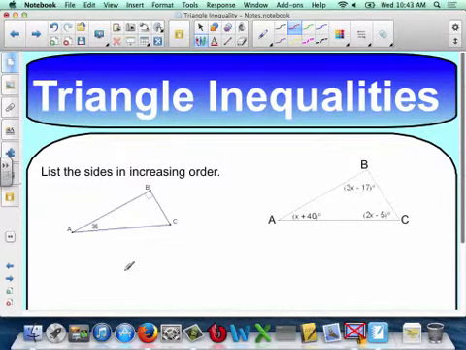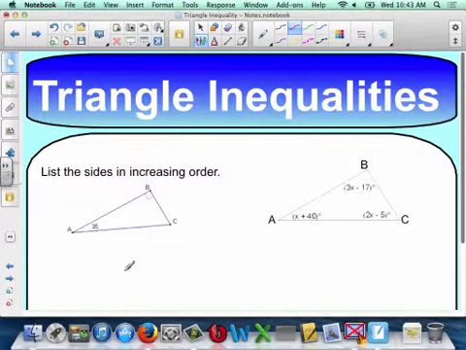So if I look at the next example, I need to put these in increasing order. I'm going to start with the smallest side. Where would I find my smallest side? What do you guys think? Yeah, where would I find my shortest side? Opposite of the smallest angle.